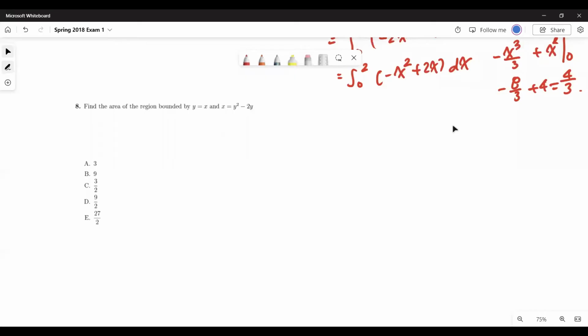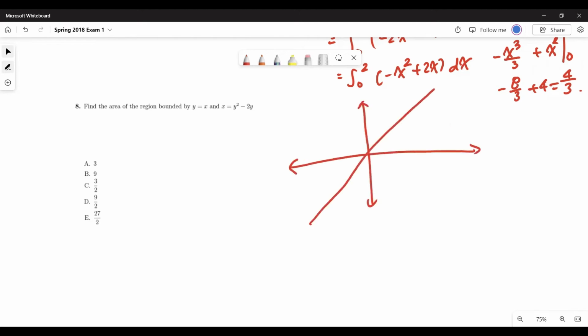Okay, this question is to find the area of the region bounded by y equals x and x equals y squared minus 2y. So, okay, let's draw the curves first. y equals x is looking like this, right? And x equals y squared minus 2y. So it's going to be 0 here and 2 here, and it's looking like this curve. And it's the region bounded by here.